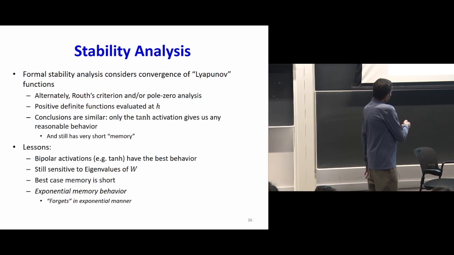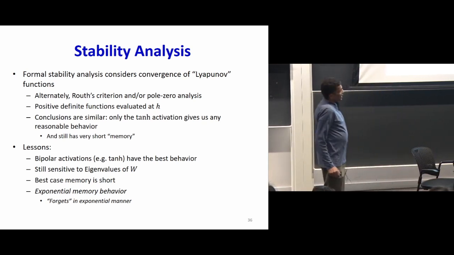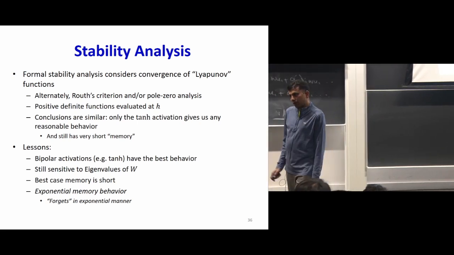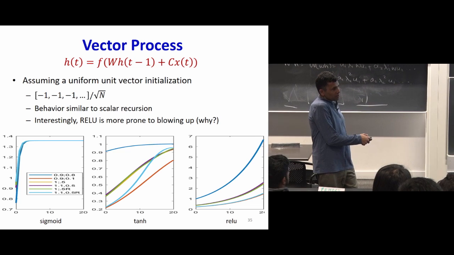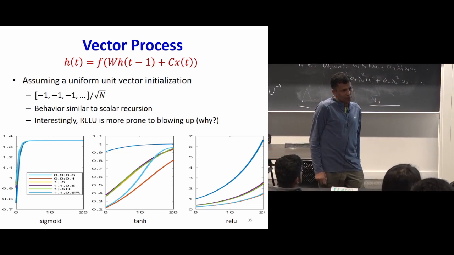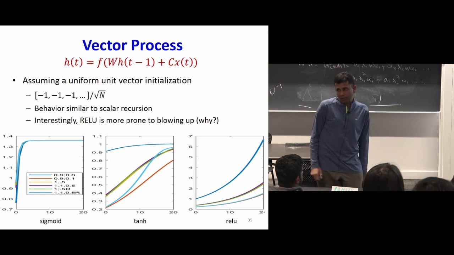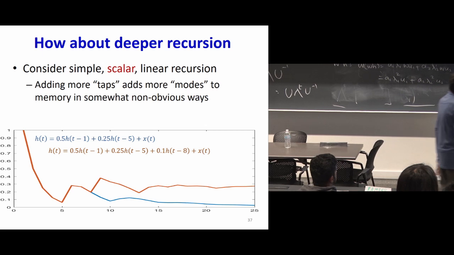And even then, it's going to be sensitive to the eigenvalues of W. And the best case memory is still short. If you go back over here, these things are not going to remember for arbitrary amounts of time. If your program were 50,000 characters long or 10,000 characters long, it's not going to remember to close the parenthesis that it has opened. Right?